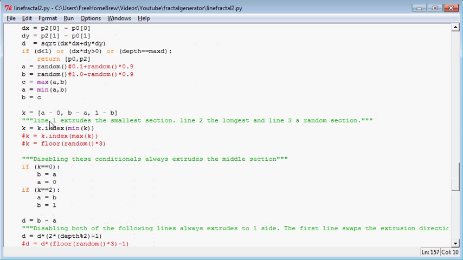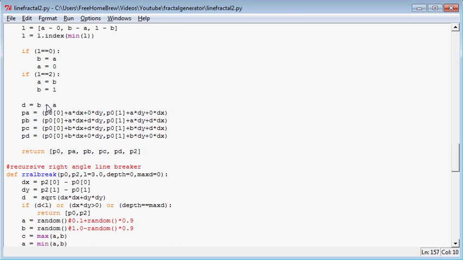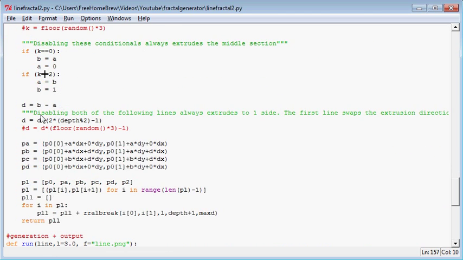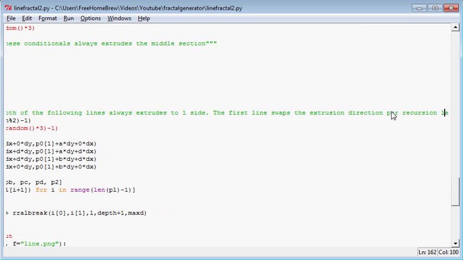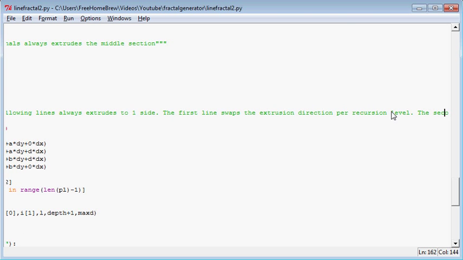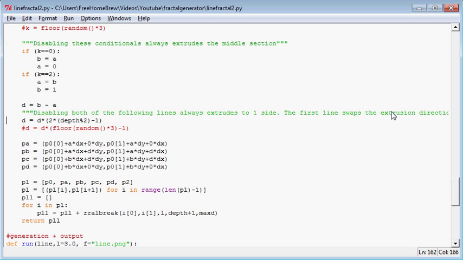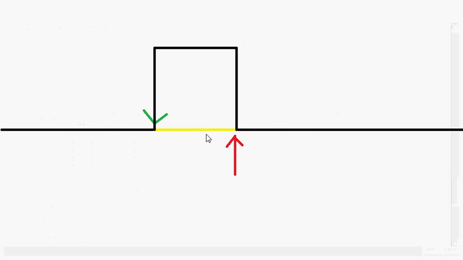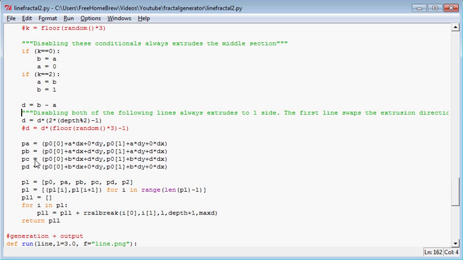Oh yeah, let's see. D is B minus A. In this case, D is B minus A, so D is the distance between the 2 points. The first line swaps the extrusion direction per recursion level, and the second line will swap at random. This is the direction in which it will be extruded, i.e. up or down. You can extrude in either direction.